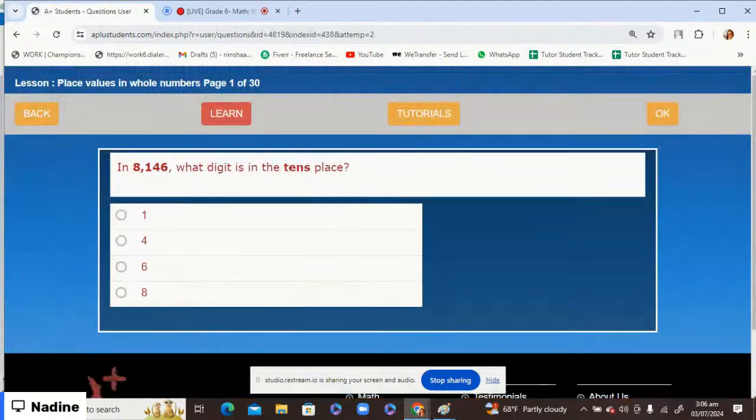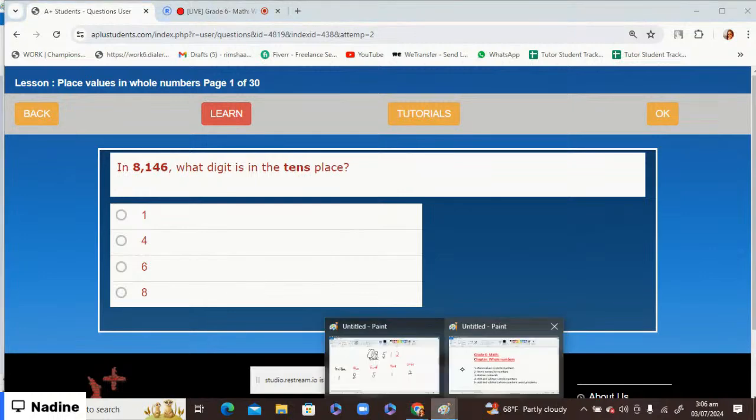8,146. So what digit is in the tens place? Check it out. Which digit is in the tens place? 8, 1, 4 or 6? 6 is in ones place, as we know. Let's just write down 8146. Okay.